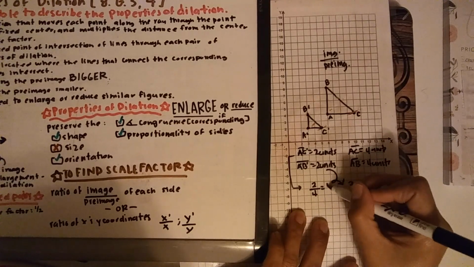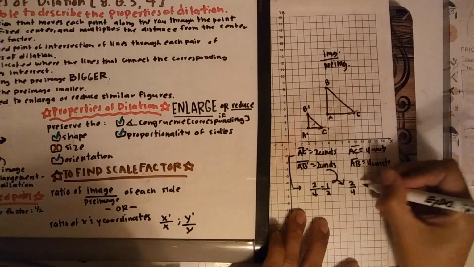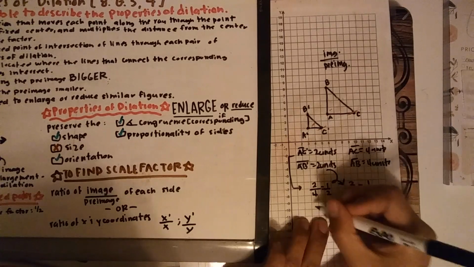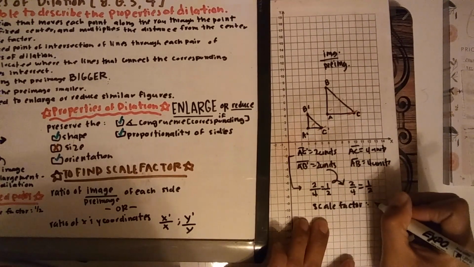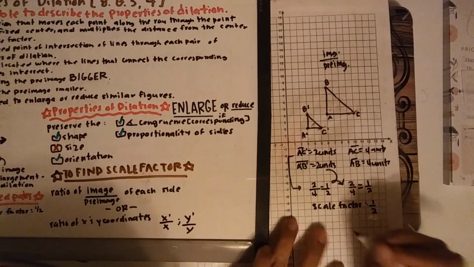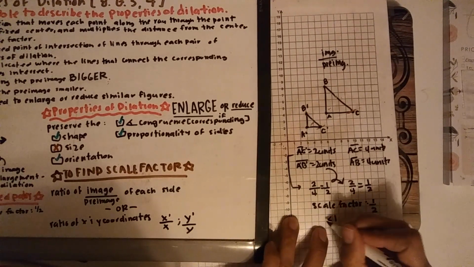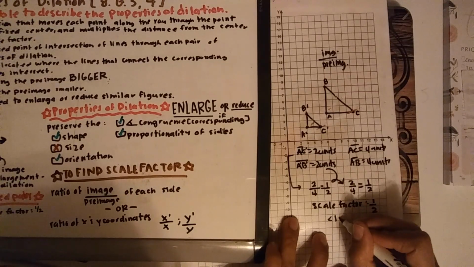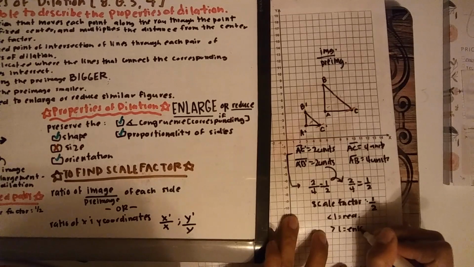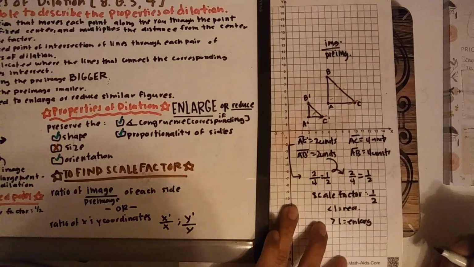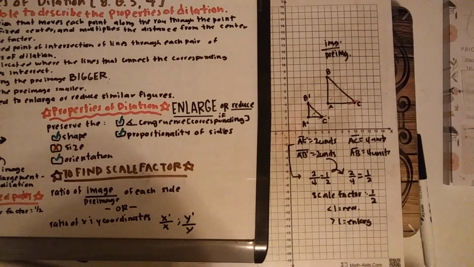And if I write that in the simplest form, it is 1/2. So in this case, the scale factor is 1/2. When the scale factor is less than 1, that's going to be a reduction. If it's greater than 1, it's going to be an enlargement. You're making it smaller, or you're making it bigger. Okay, let me show you another one really quick.